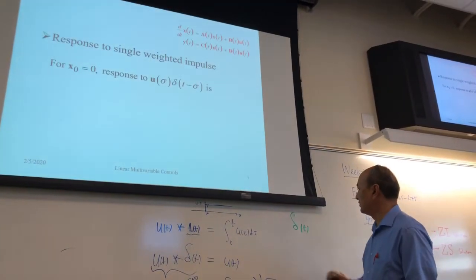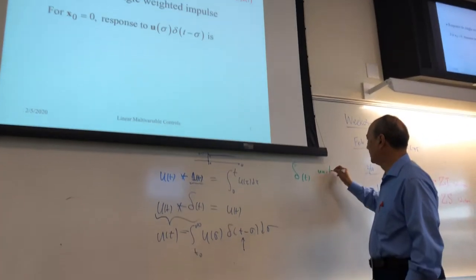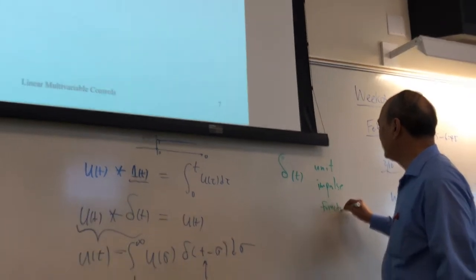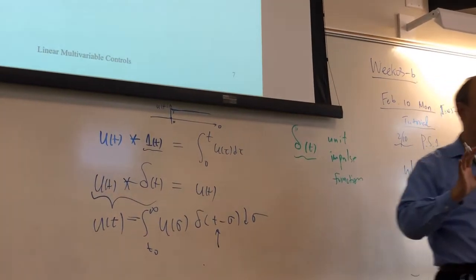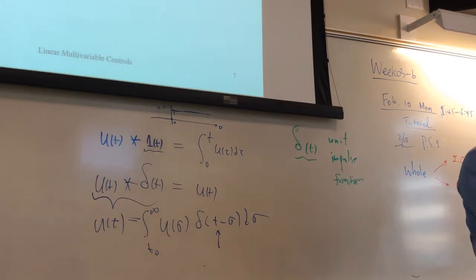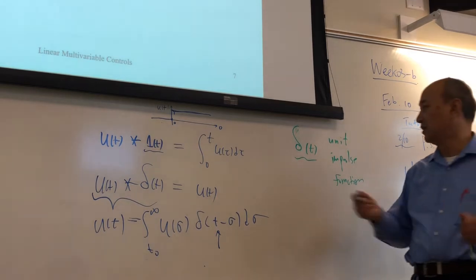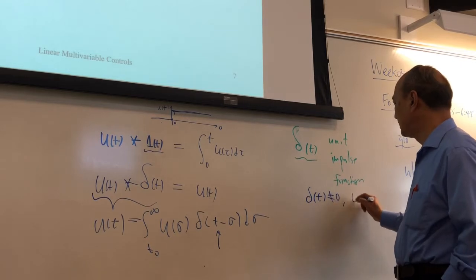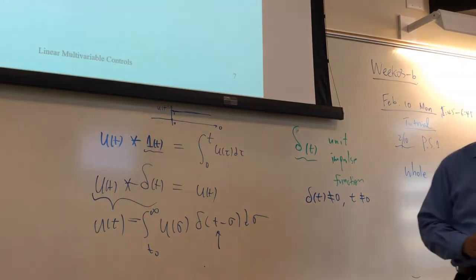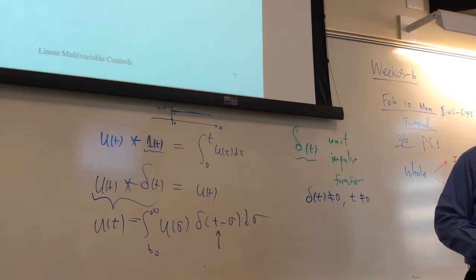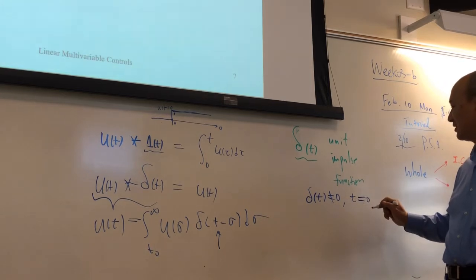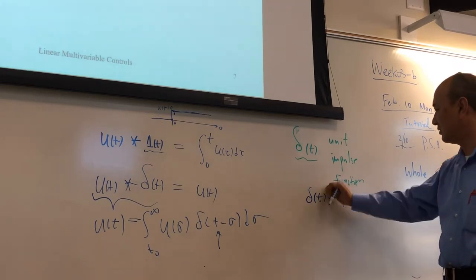If you write this delta of t, this is called a unit impulse function, right? But if you simply use this one, it's wrong. They cannot live on their own. So this is called a generalized function. Delta t is 0 when t is not 0.